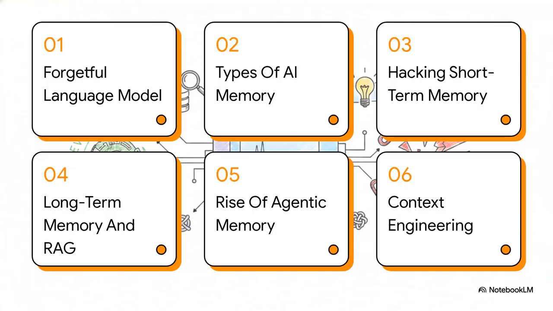Here's the roadmap for today's explainer. First, the forgetful language model. Second, types of AI memory. Third, hacking short-term context. Then, long-term memory and RAG. Fifth, the rise of agentic memory. And finally, context engineering and its limits.